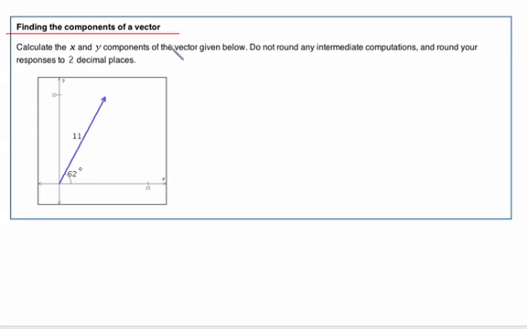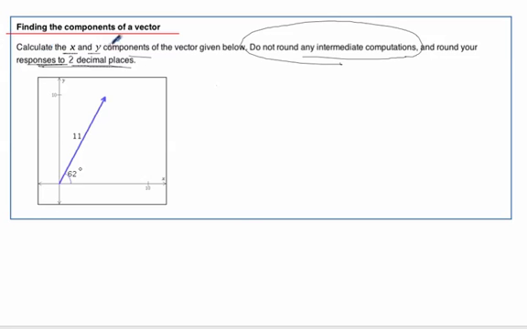Alright, here we've got finding the components of a vector. In this example, the directions say to calculate the x and y components of a vector given below. Do not round any intermediate computations. That's really important. You can't round any intermediate computations or your answer will be off. You only round your final answer to 2 decimal places.